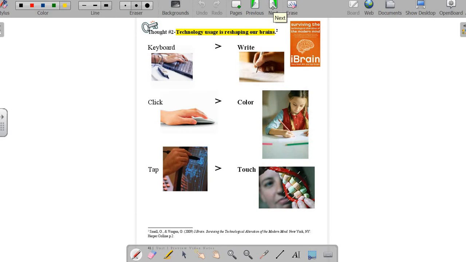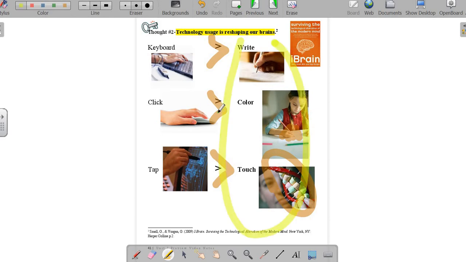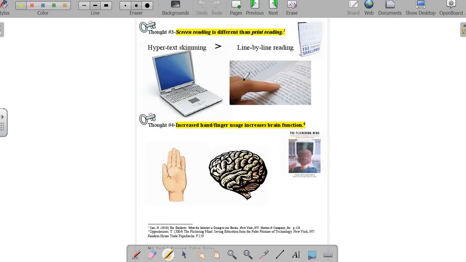Two, technology usage is reshaping our brains. Because we are keyboarding more than we physically write, we're clicking on stuff more than we're physically drawing and coloring most of the time. We're tapping on screens more than we physically handle 3D models. All of that lack of physical interaction with our environment is changing the way our brain processes information.